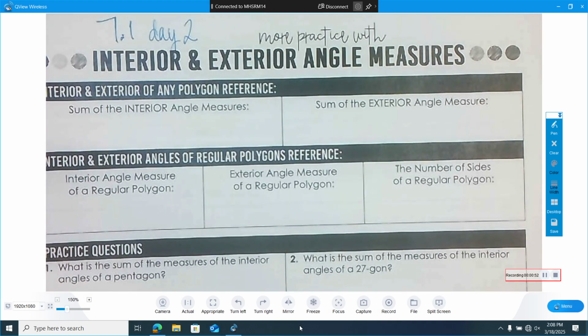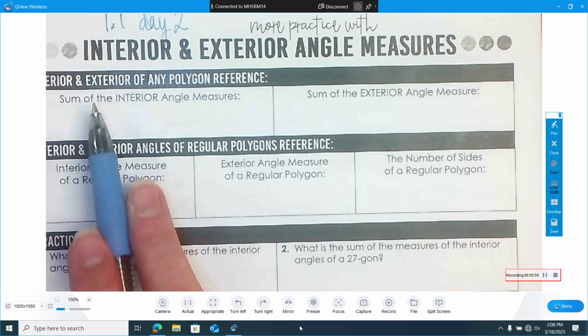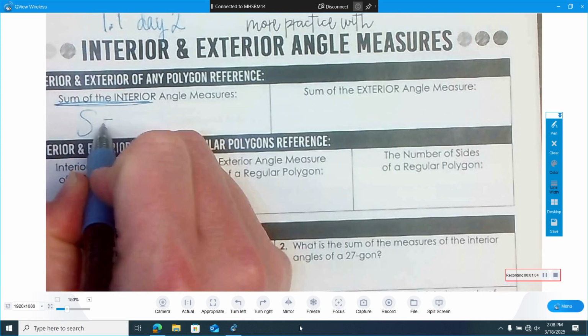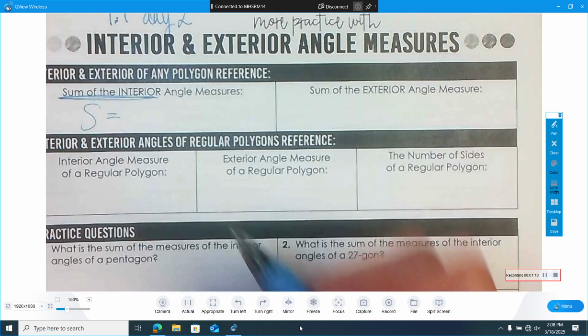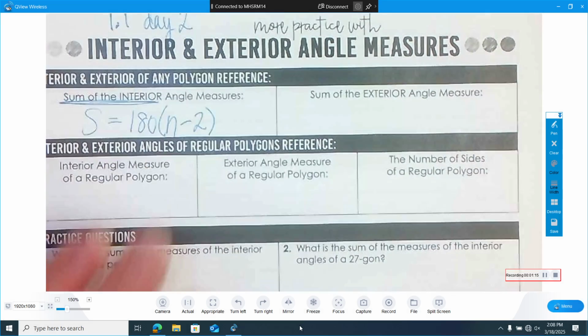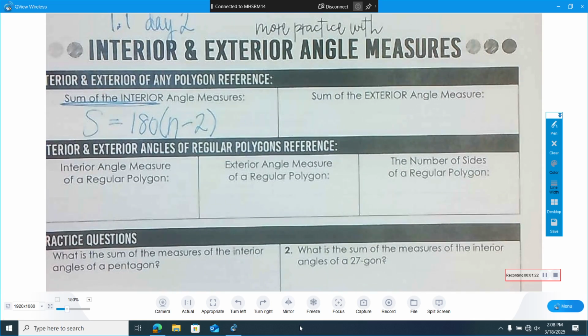So thinking about what we did yesterday, we were talking about polygons, and we learned a lot about the sums of interior angle measures. What was the formula for the sum of the interior angles of polygons? 180 times the number of sides minus 2. Very good. That's going to give us the total number of degrees in a polygon. Absolutely something we need to know. If we have a polygon shape, we need to know how many interior degrees there are.